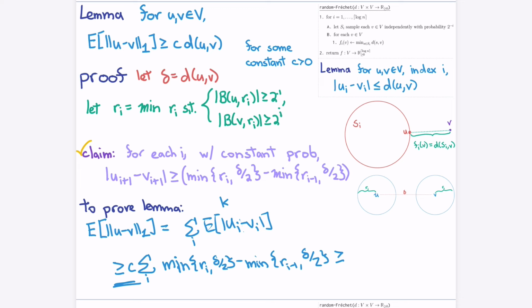This part here? No, this is just, let's say that the constant probability is 50%. So 50% of the time, this is bigger than this. So if I want to know what the expectation is, the average, it's at least half of this. That's all. So this will telescope and you'll get delta over 2, with some constant c.